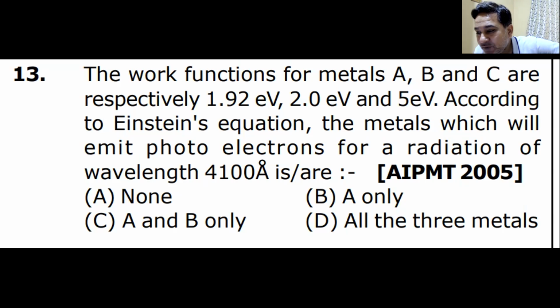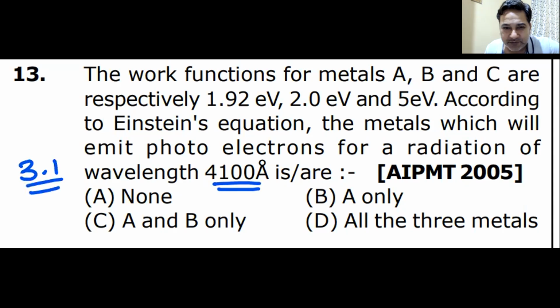So how do you find out? You have to find out how much energy radiation of wavelength 4100 Angstrom unit has. 12,400 divided by 4,000, yes or no? It will come approximately 3 point something something.